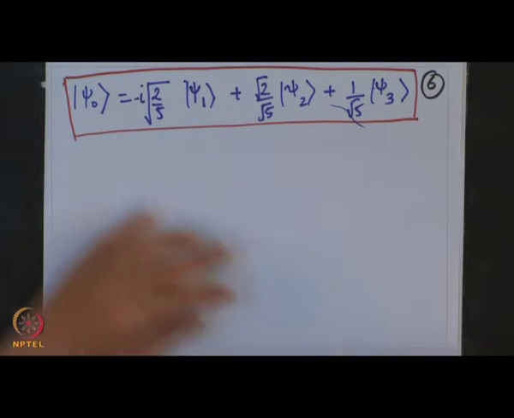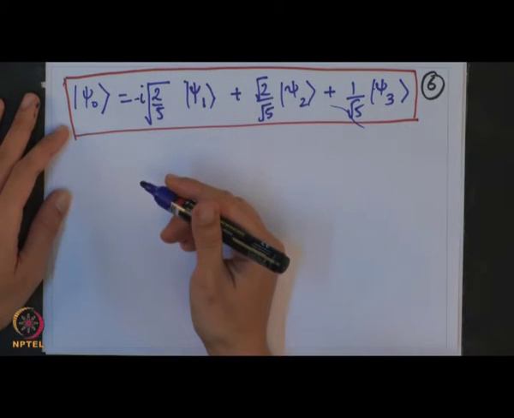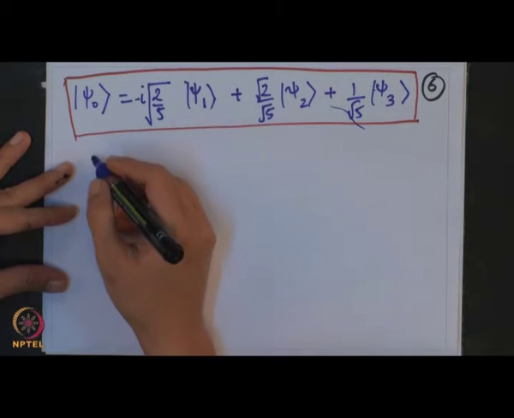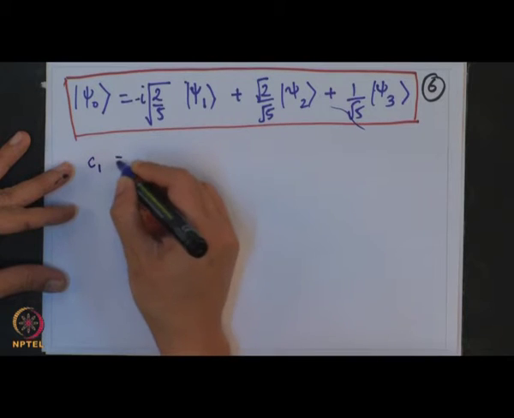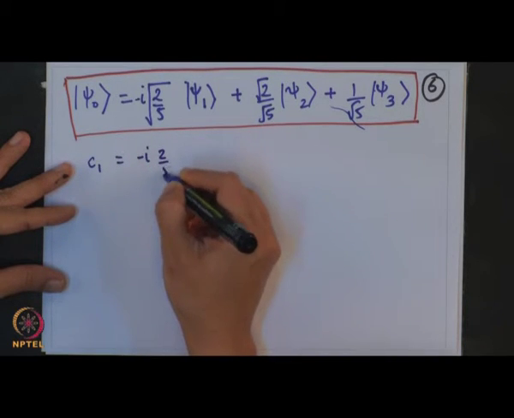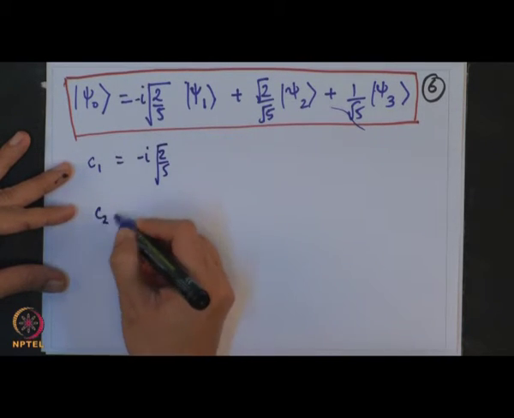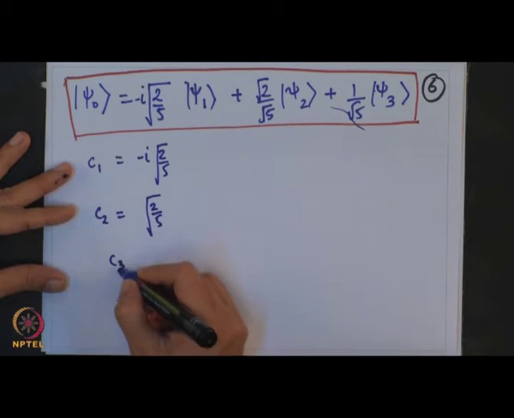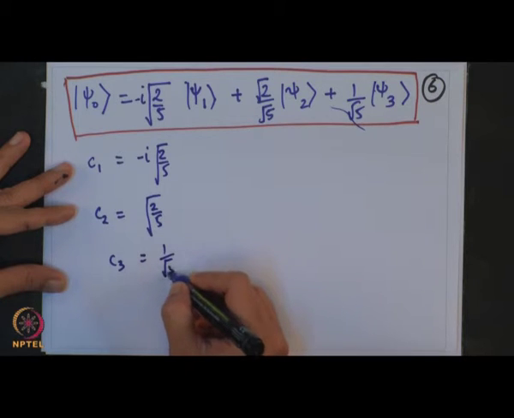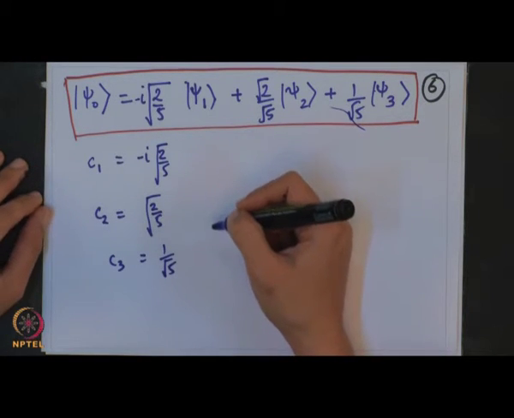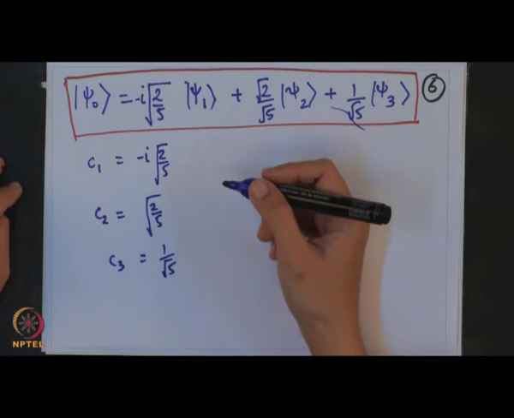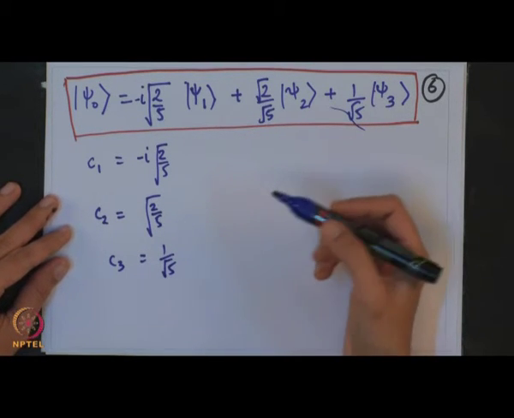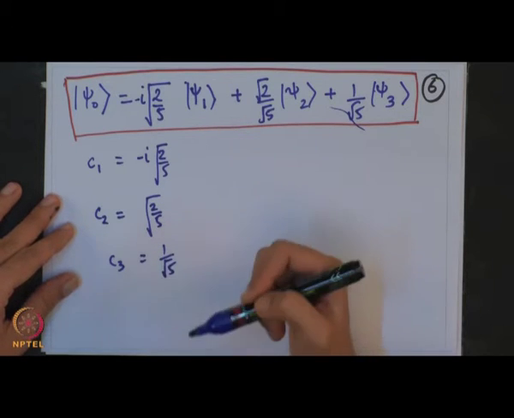So, this was a simple exercise. It is a lengthy exercise, but a simple exercise. You can see the coefficient C1 is minus i root 2 by 5, C2 is root 2 by 5, C3 is 1 by root 5. Why did I write the coefficients? These coefficients will correspond to the possible probabilities; you can calculate the probabilities using C1, C2 and C3.